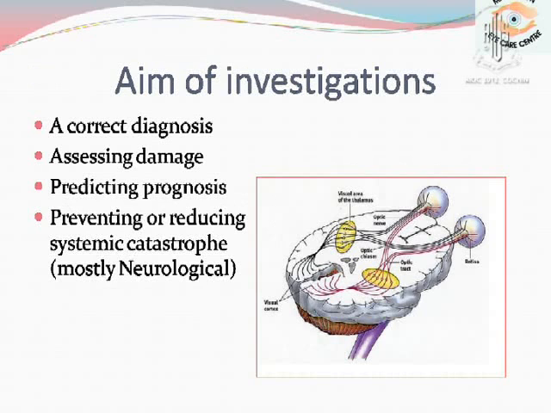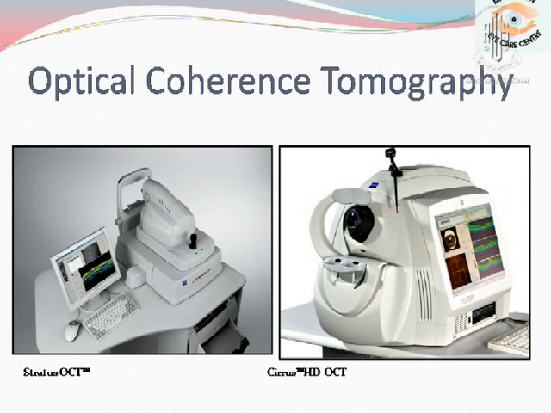The aim of investigation in neuro-ophthalmology is to arrive at a correct diagnosis, assess the damage, predict the outcome possibly, and possibly prevent a systemic catastrophe which is mostly neurological and at times cardiological. OCT is a relatively new advent as a form of imaging in neuro-ophthalmology.